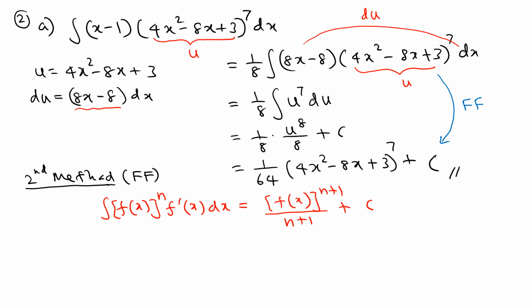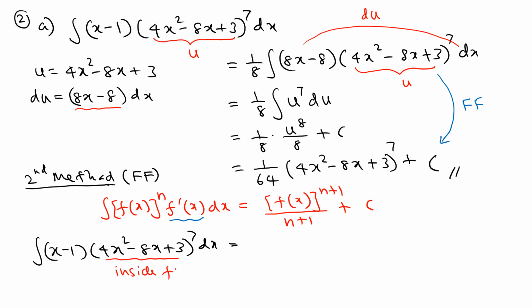So let's see how to do that, because you want to make sure that you see the derivative. That's the important part. If you don't see the derivative, you cannot do it. So let's see how to do a problem like this. You start with the integral of (x minus 1) times (4x squared minus 8x plus 3) to the 7 dx. Again, we notice that this is the inside function, so we look at the derivative of that. The derivative of the inside function is 8x minus 8.